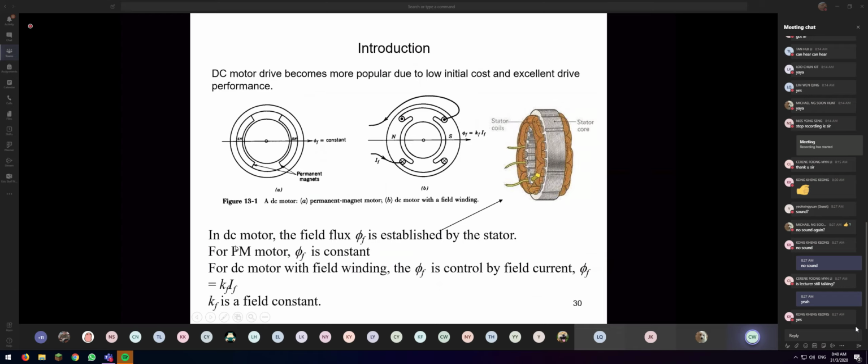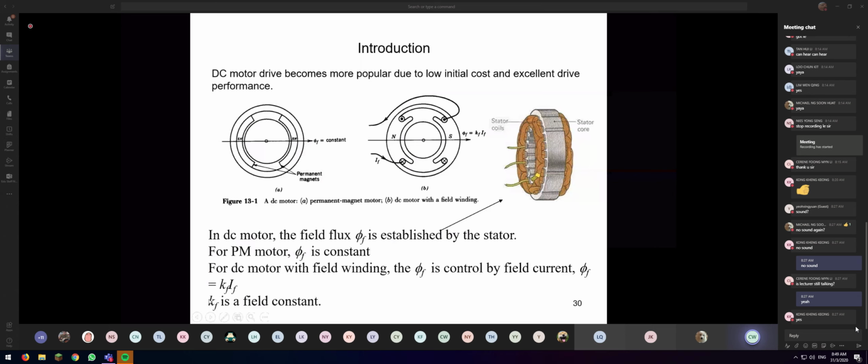So see, in the DC motor, the field flux is established by the stator. Stator actually refers to the magnet and also the separately excited winding. For the permanent magnet motor, the flux is constant because we use a magnet. A magnet has a fixed flux, you cannot change the flux. For the DC motor with the field winding, meaning the separately excited winding, the flux is controlled by the field current.